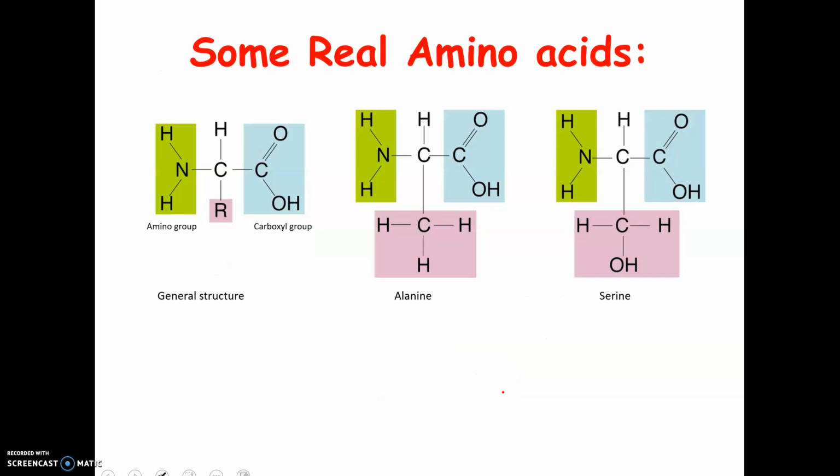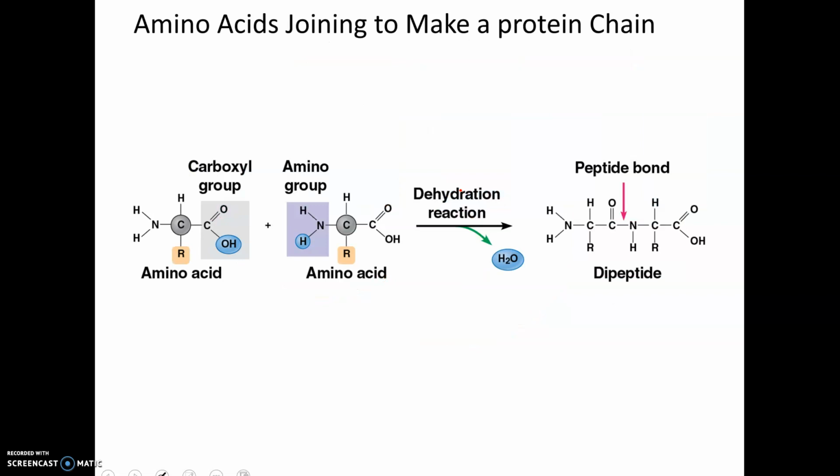So these are some examples of real protein amino acids. See how this doesn't have the letter R. It actually has something there. So these are 2 different amino acids. This one's called alanine. This one's called serine. And like I said, there's 20 different ones, and there's a different thing in that spot. But notice this never changes. The amino group and the carboxyl group are on every amino acid.